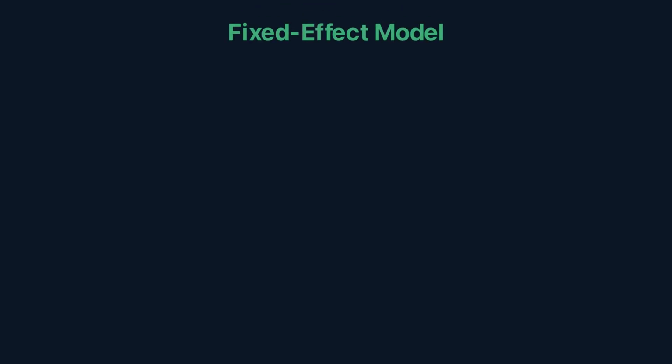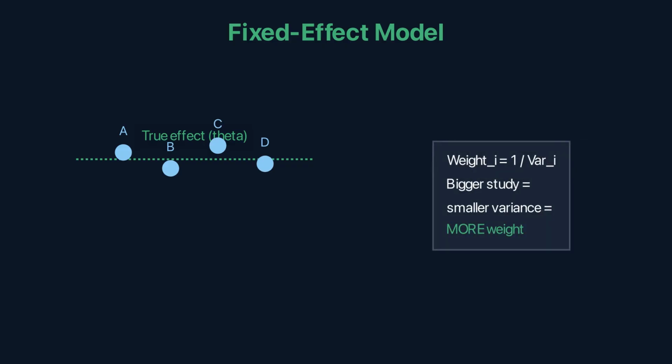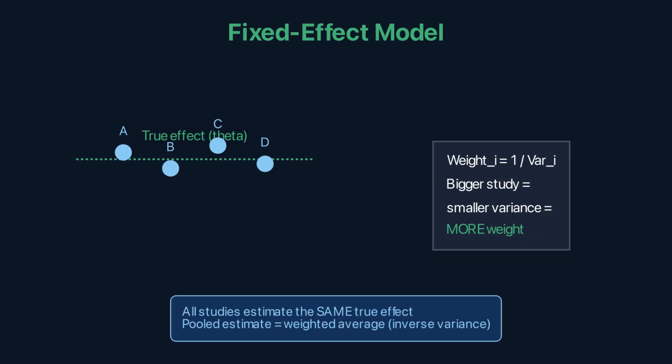The fixed effect model assumes all studies are estimating the same underlying true effect. Differences between study results are due entirely to sampling variability, random error within each study. The pooled estimate is a weighted average where each study's weight is the inverse of its variance. Bigger, more precise studies contribute more. The fixed effect model is appropriate when the studies are homogeneous, same population, same intervention, same outcome measure.